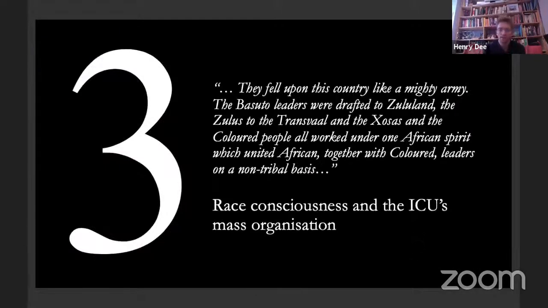So how does the ICU respond to this, and how does it organize around transnational labor during the 1920s? Well, a key aspect of this is the idea of race consciousness, organizing all Black workers, uniting them into one big union. And this is a quote from the ANC president, Pixley Seme, who says, "They fell upon this country like a mighty army. So Basotho leaders were drafted to Zululand, Zulus went to the Transvaal, and Xhosas worked with coloured people all together in one big body."